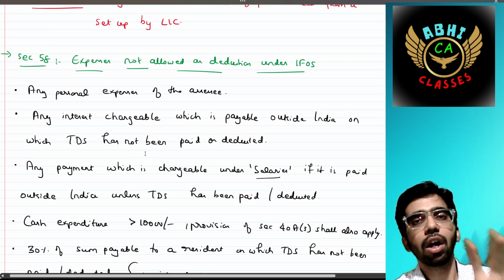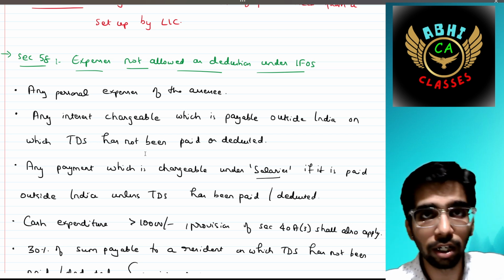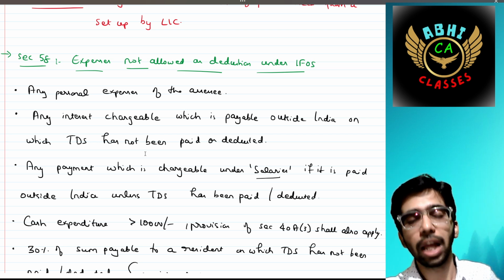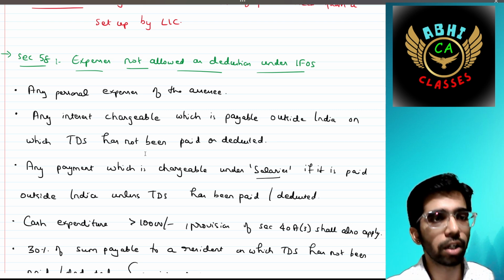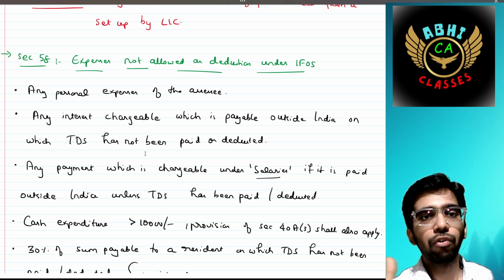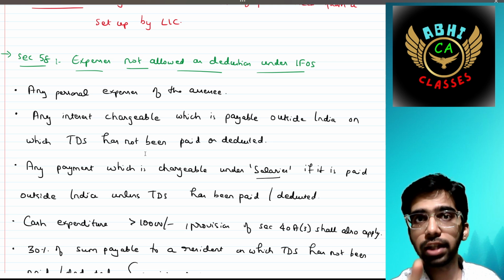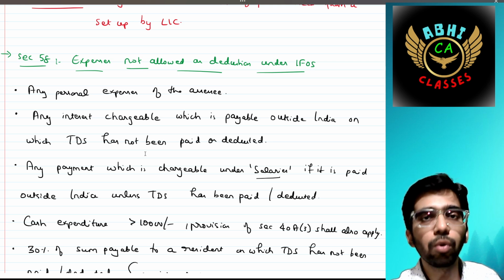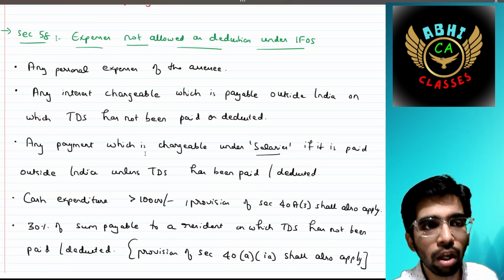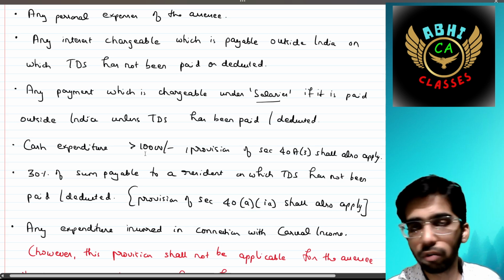Section 58, this is the last concept, expenses not allowed as a deduction. The below are not allowed as a deduction. Section 57 says it is allowable deductions, 58 says non-allowable deductions. Any personal expenditure is obviously not deductible. Any interest chargeable which is payable outside India on which the TDS is not complied with. If the TDS is complied with, then it is okay, it can be allowed as a deduction. If TDS is not complied with, then it is fully disallowed.